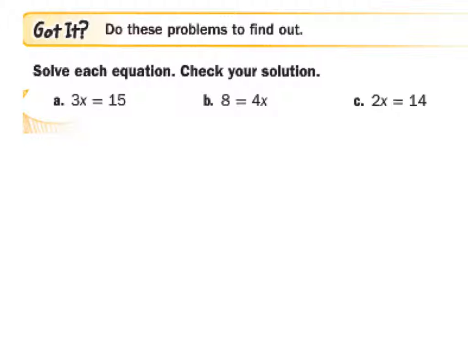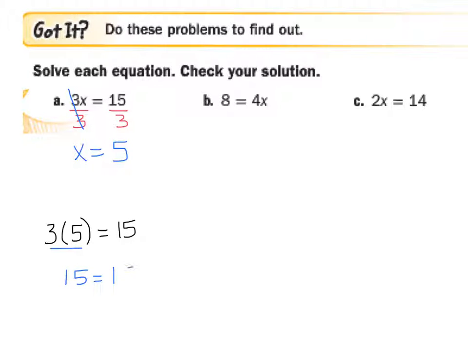Let's try a couple. I'll do the first one, and then I'll have you do the second two. If we have 3x equals 15, the 3 is attached to the x with multiplication, so I'm going to use division on both sides to get rid of it. The 3's cancel on this side, leaving us with x, and then 15 divided by 3 is 5. We can check our answer. 3, replace the x with 5, is equal to 15, and this is a true statement because 3 times 5 is 15, and 15 equals 15. So our final answer is x is equal to 5.